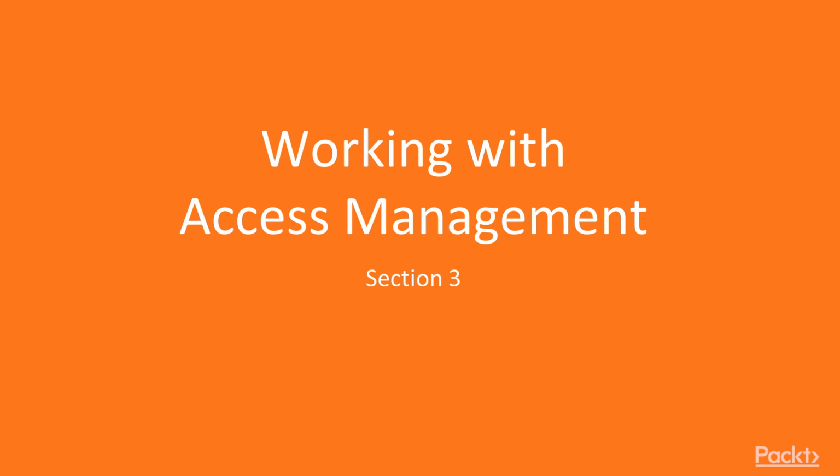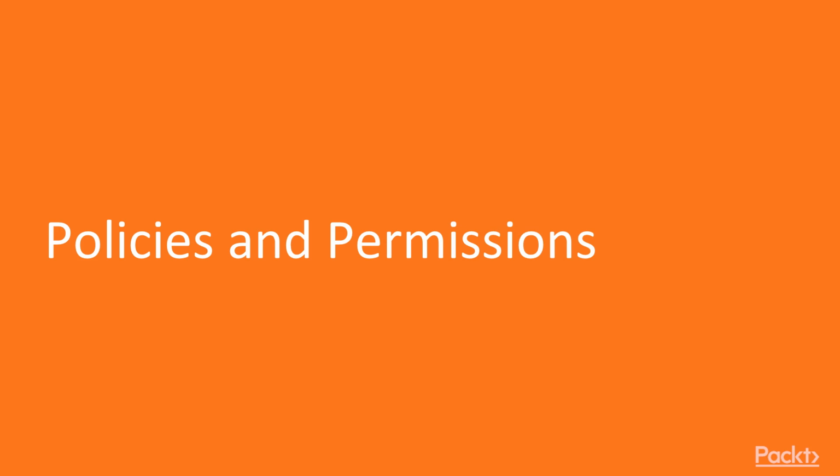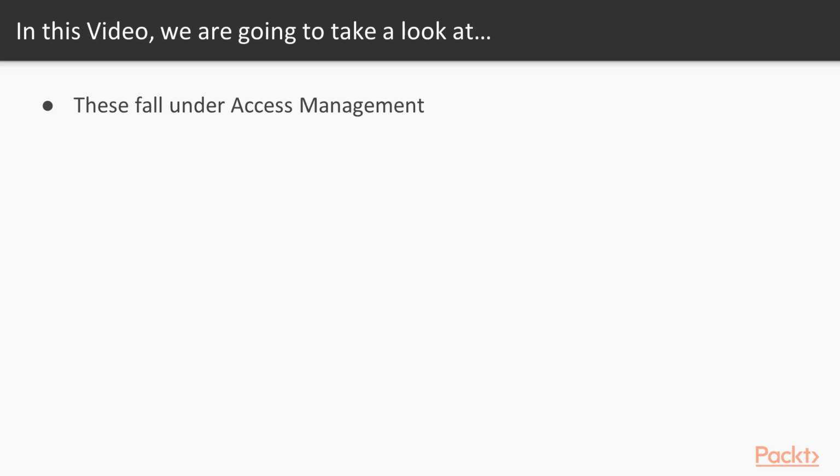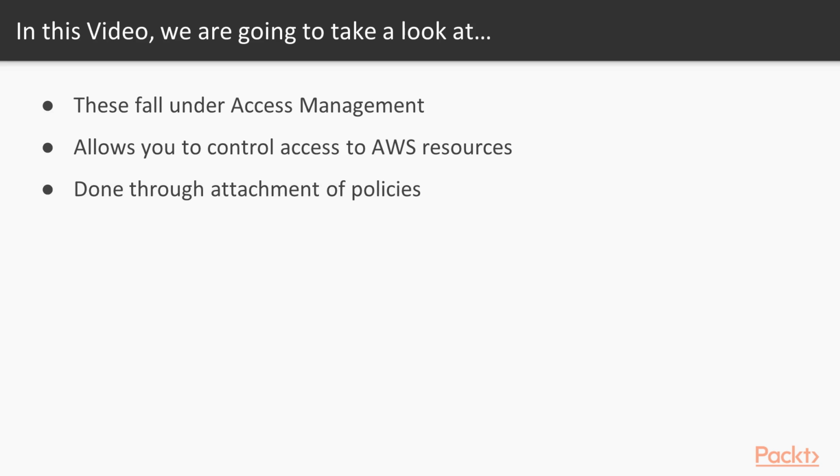Working with access management. In this video, we will learn policies and permissions. Policies and permissions fall under access management. From the name itself, it allows you to control access to AWS resources. Management of IAM user access to AWS resources is done through attachment of policies to the IAM identities in your environment. Through policies, you'll be able to define the permissions for the IAM user.